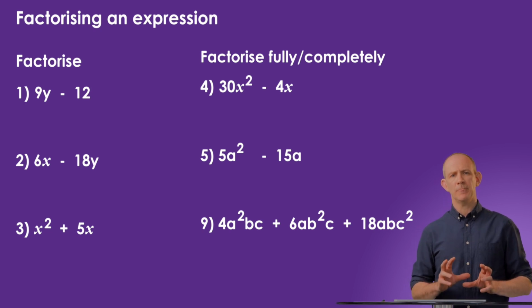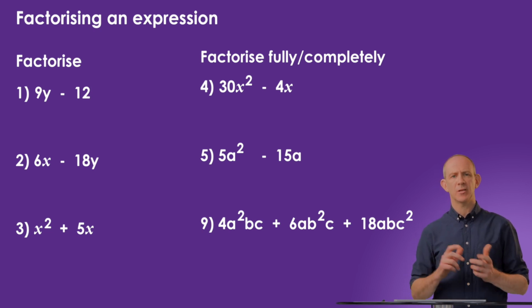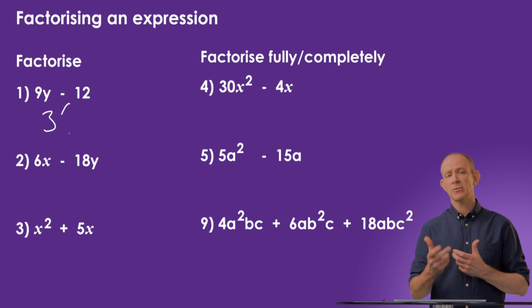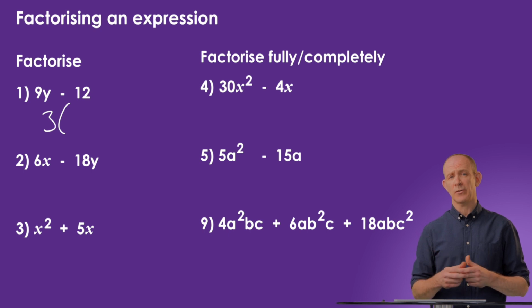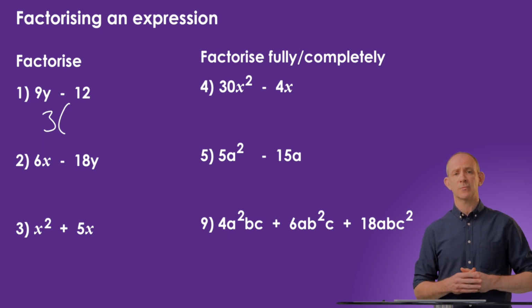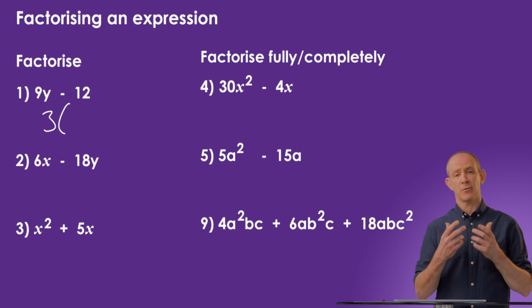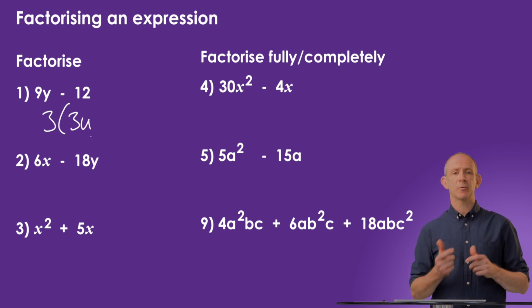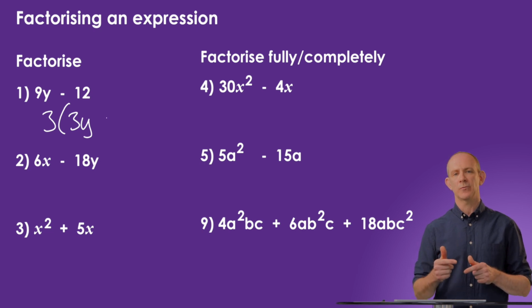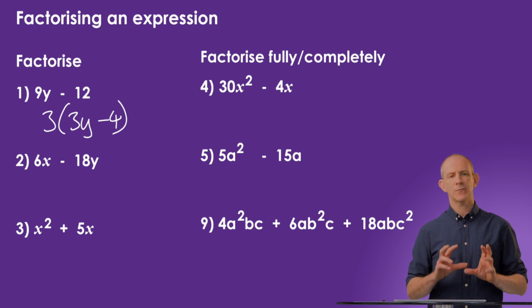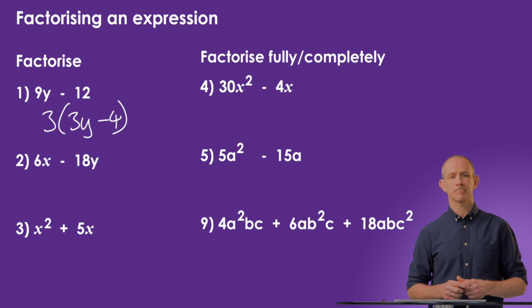So for question number 1, the highest common factor between 9y and 12 is going to be 3. And there's no difference with that being a negative 12 either. So we're going to put 3 outside of a set of brackets and then consider what we'd multiply by that to get 9y, which would be 3y, and what we'd multiply by 3 to get negative 12, which would be negative 4. Negative times a positive creates a negative. So the answer for that one would be 3 brackets 3y minus 4 close brackets.